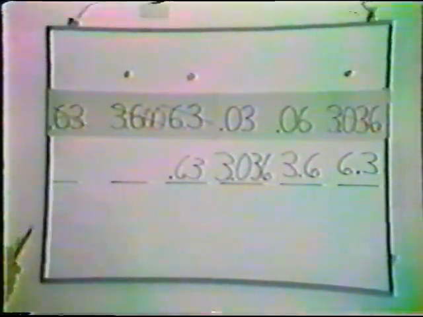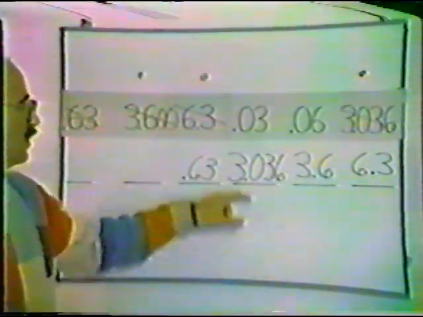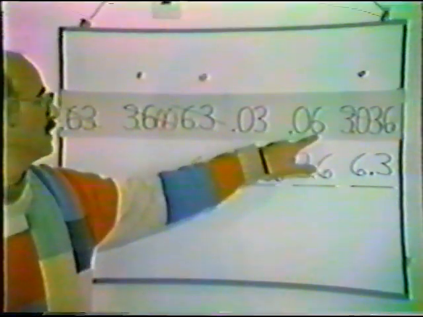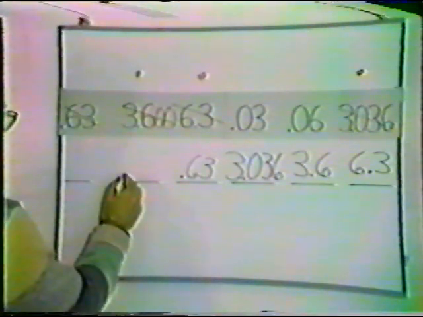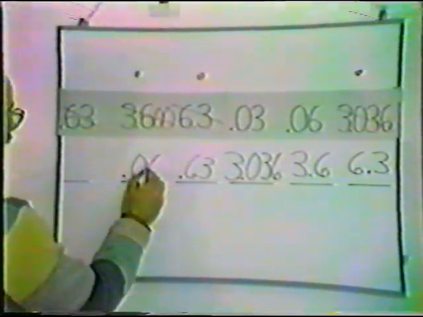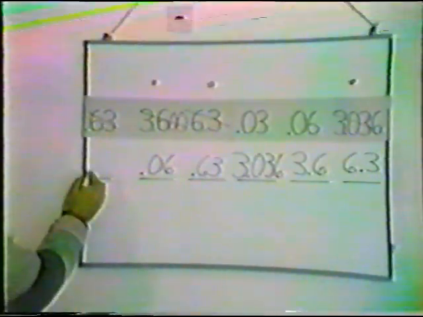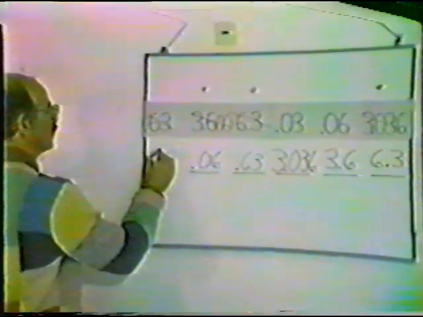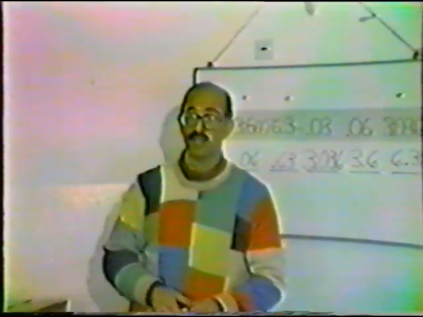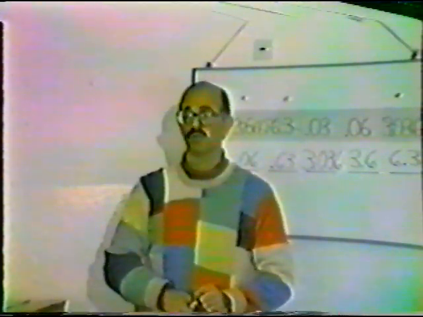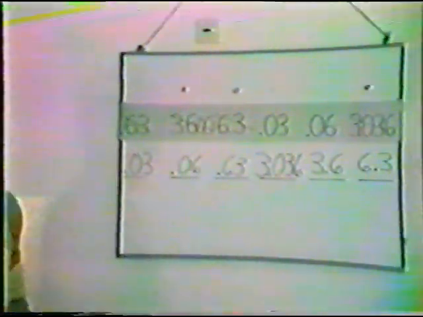63 hundredths. Now we only have 2 more left. Which is larger, 3 hundredths or 6 hundredths? 6 hundredths. 0.06, 6 hundredths. And then the smallest one, 0.03, 3 hundredths. And now we've put all of those in perfect order from smallest to largest.